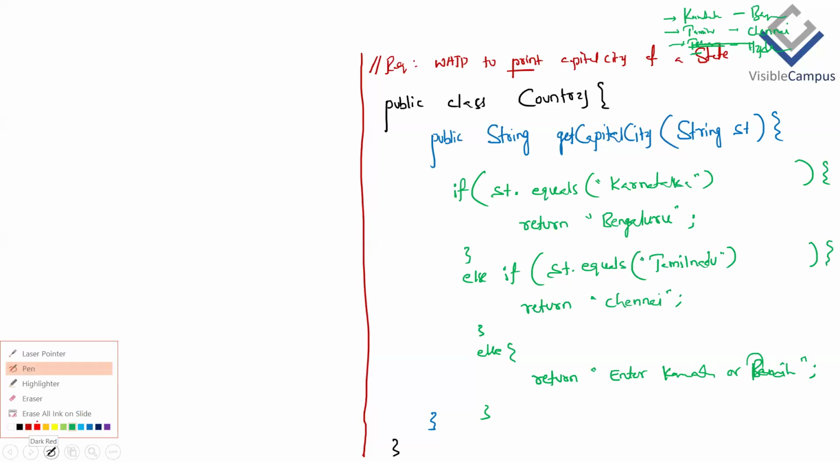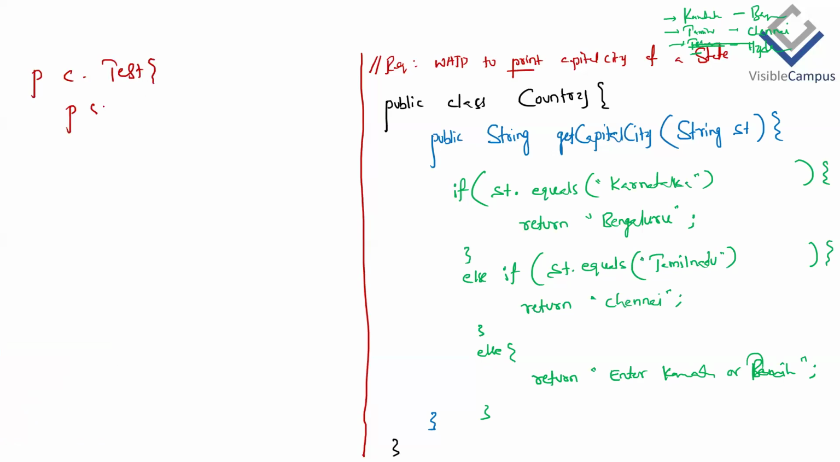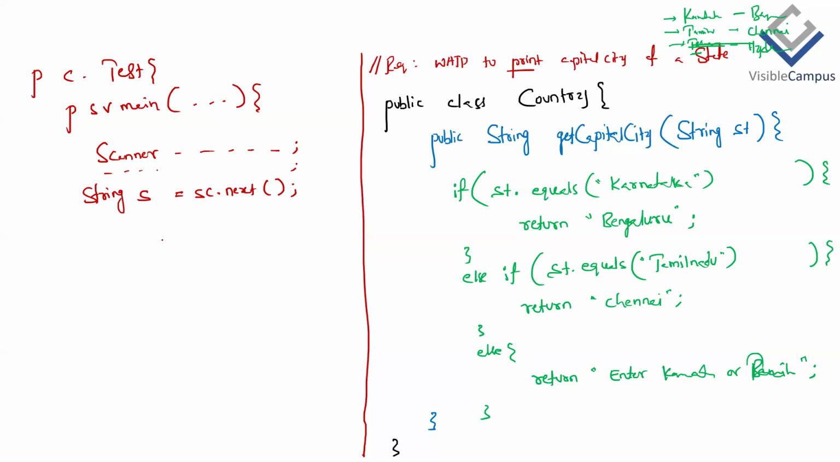Then how to execute? Public class, some test class. Inside this, the public static void main method. And inside this main method, use the Scanner class. I'm not writing it out. By using this, we can read a string input using sc.next and store it into some variable of the programmer's choice, say ys, which is of String type. The enter statement, print statement, all those things are there. So these things we know.